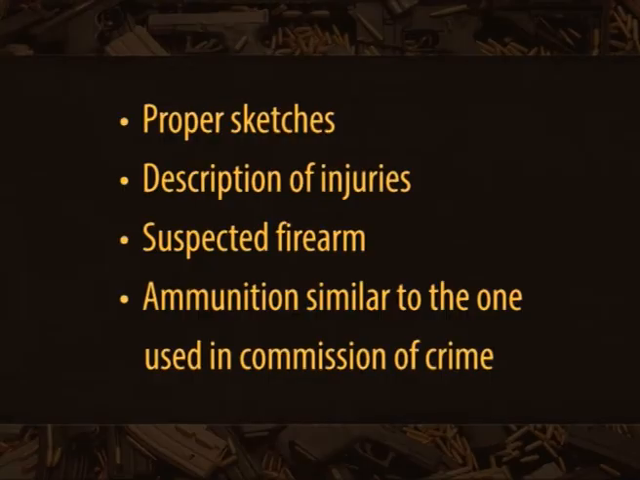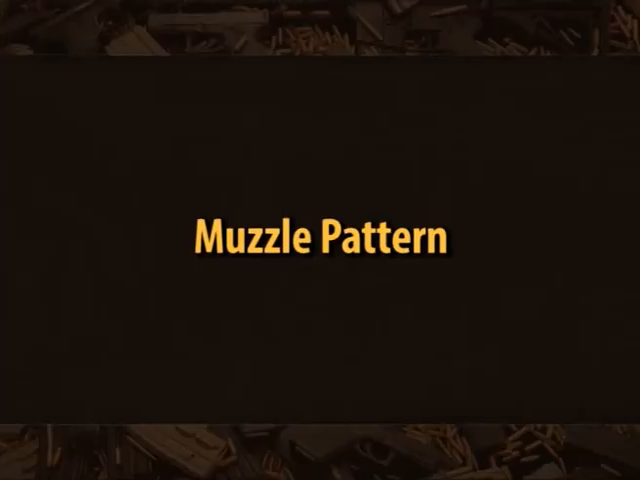Range of fire can be determined using proper sketches, description of injuries, the suspected firearm and ammunition similar to the one used in the commission of the crime. A fairly accurate estimate of the range can be made if the skin surrounding the wound in close range shots is sent for GSR analysis. There are various factors through which the range of fire can be determined. The first one is the muzzle pattern.